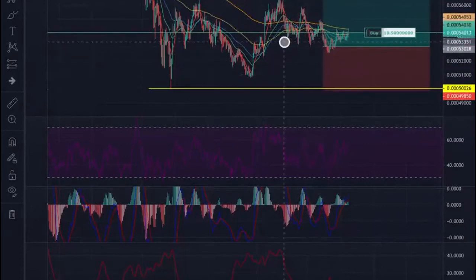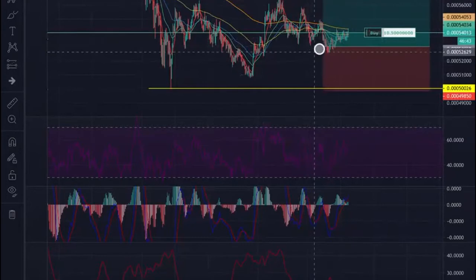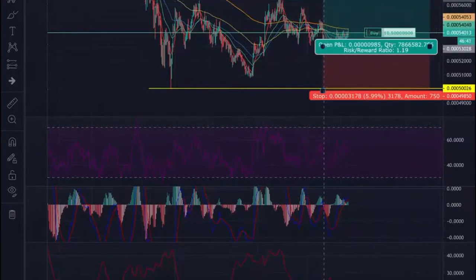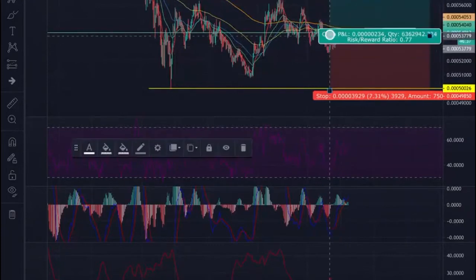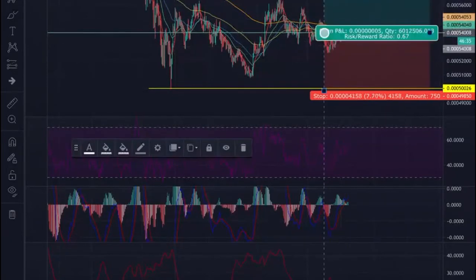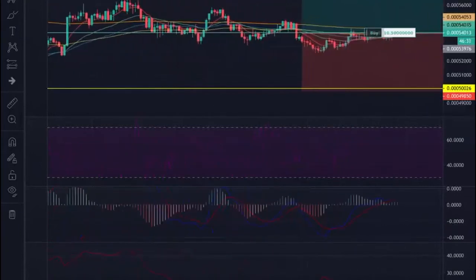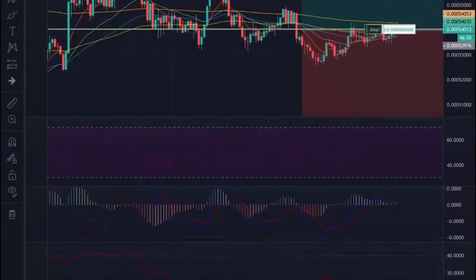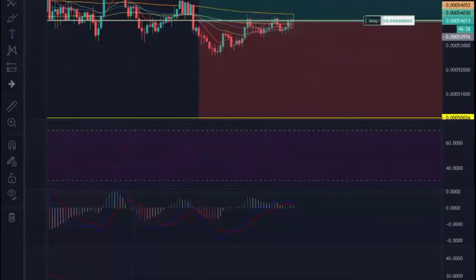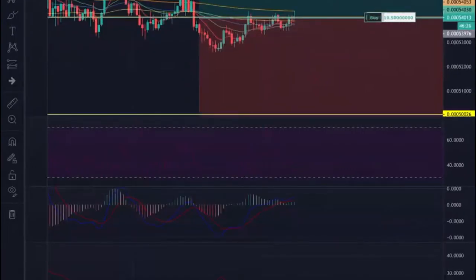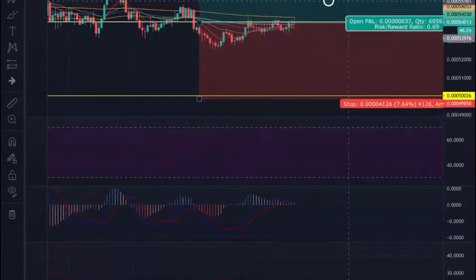Now, if we change our entry, see, if we would have got in here, this would be our risk to reward ratio. Or if we were just jumping into the market right now at the current market price, you can see here, let me zoom in a bit. If we were just jumping in at the current market price, we would see that our risk to reward ratio has changed. Now it's at 5.24% gain for a 7% loss.